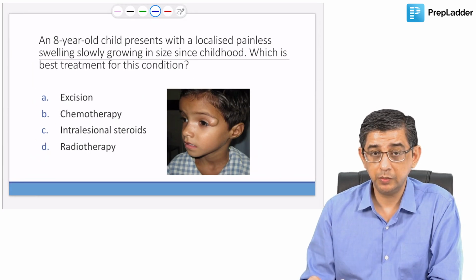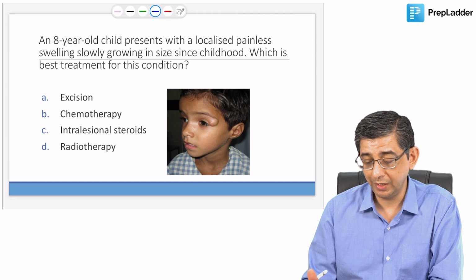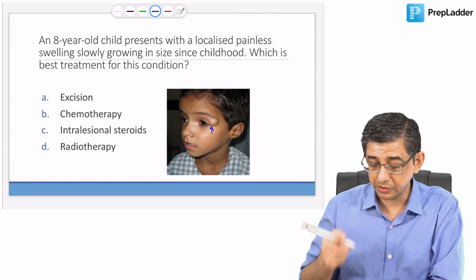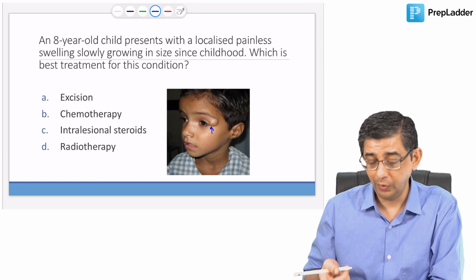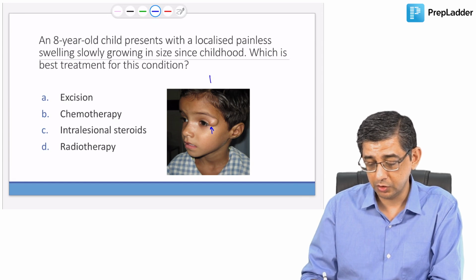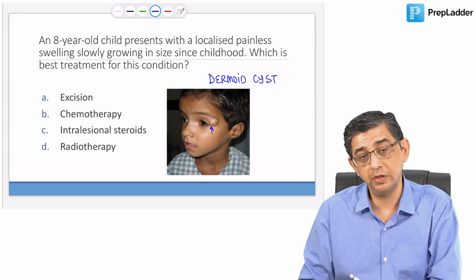The next question talks about an 8-year-old child who presented with a localized painless swelling growing in size since childhood. The location is at the lateral canthus of the eye. So first you need to make a spot diagnosis. Well, this is not a lipoma. This is usually not the location for a lipoma. This would be a dermoid cyst.